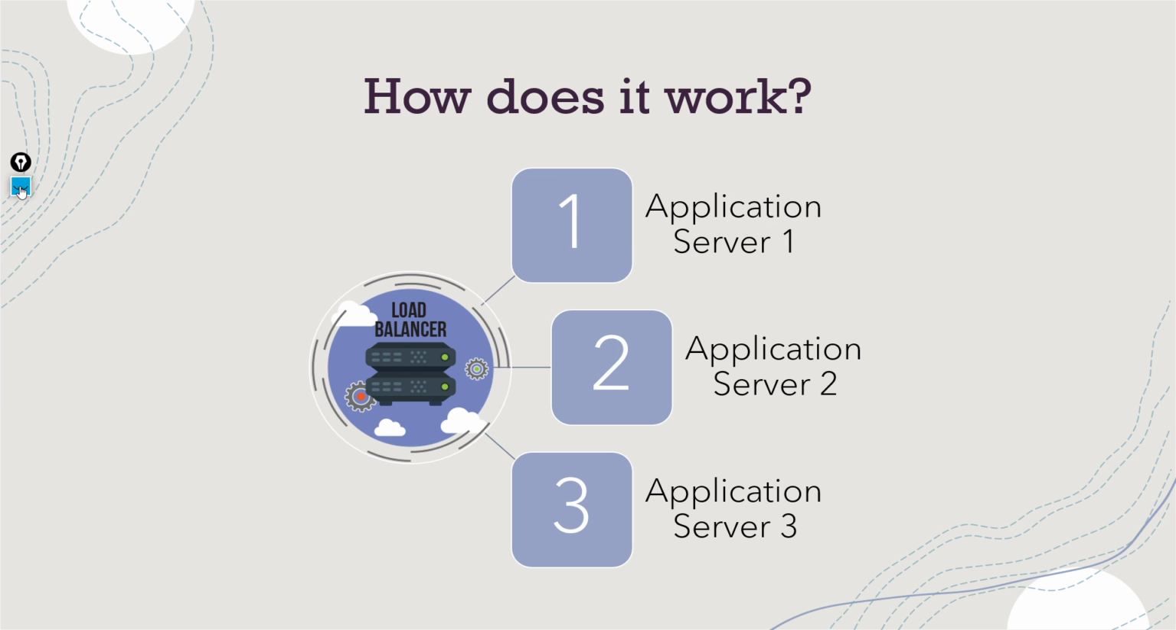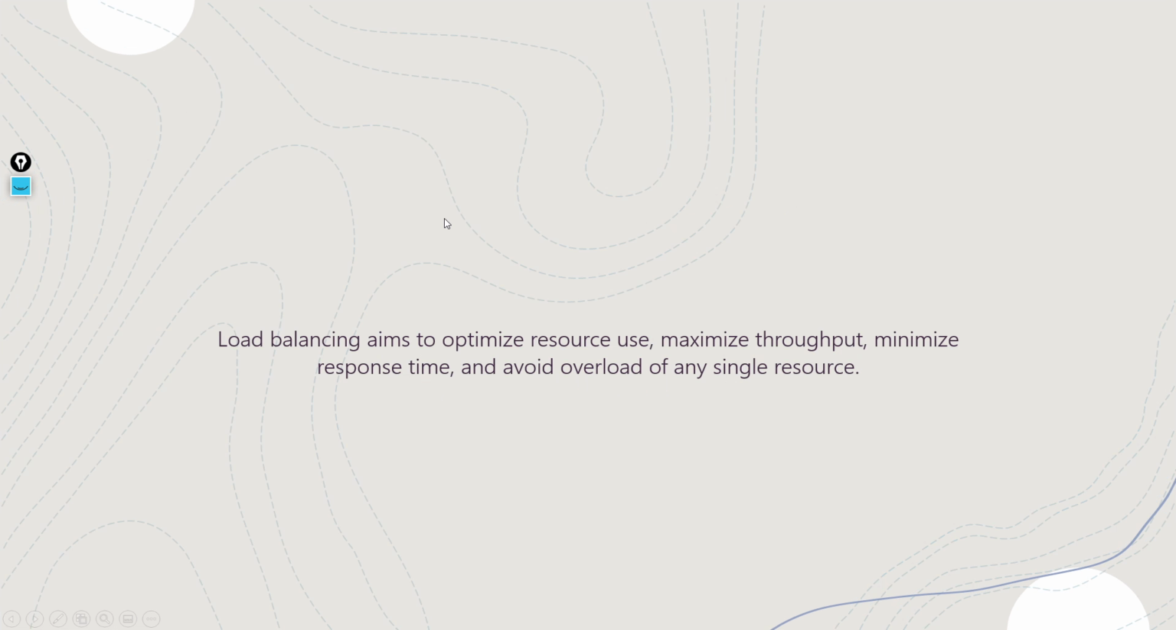Here, this was about the load balancing concept. With this, we get to understand that load balancing aims to optimize resource usage, maximize the throughput, minimize the response time, and avoid overload of any single resource. Right? This is done. Now, the next thing, that is elastic load balancer.